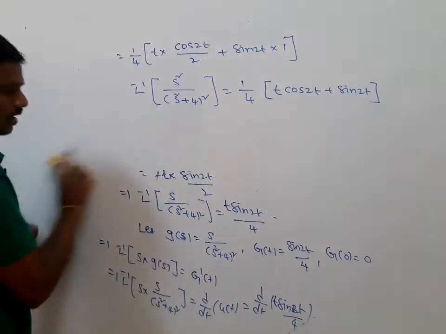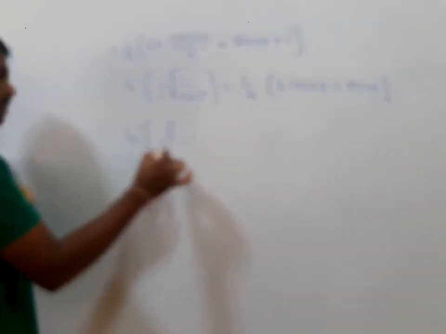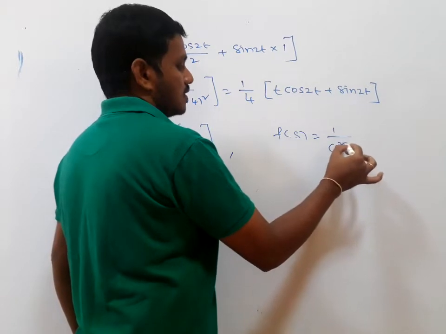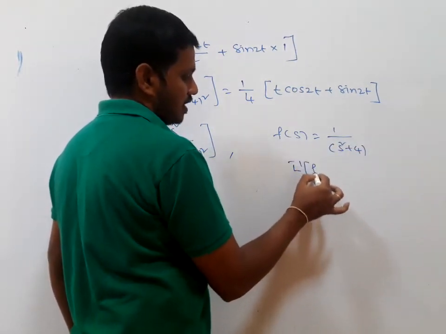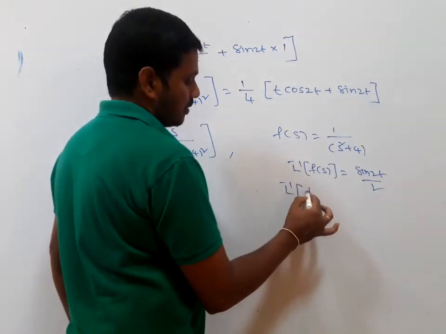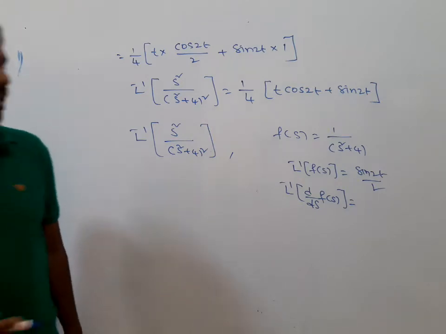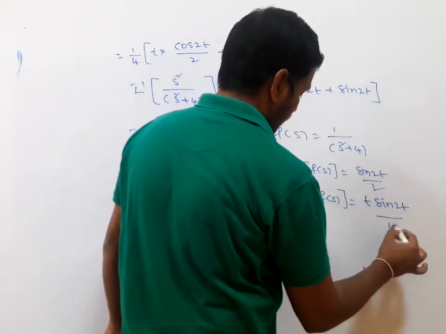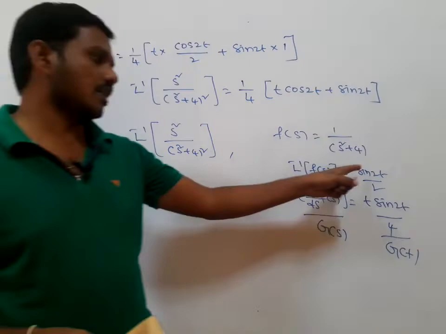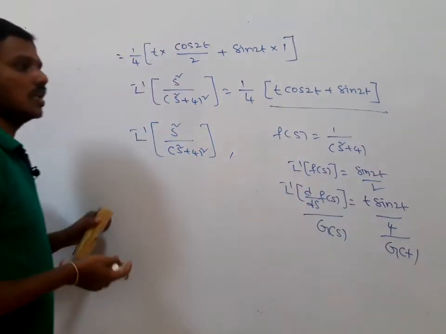Let me recall the problem here: to find s square divided by (s square plus 4) whole square, I first took f of s equal to 1 by s square plus 4. L inverse of f of s is sin 2t divided by 2, and L inverse of d by ds of f of s is t sin 2t divided by 4. This is taken as g of s and g of t. The derivative of g of t is t cos 2t plus sin 2t. This is the problem.